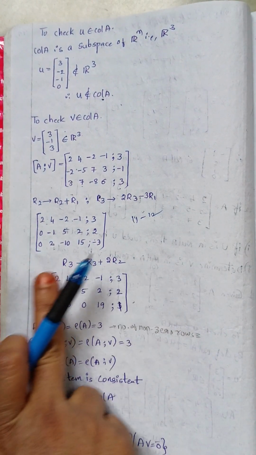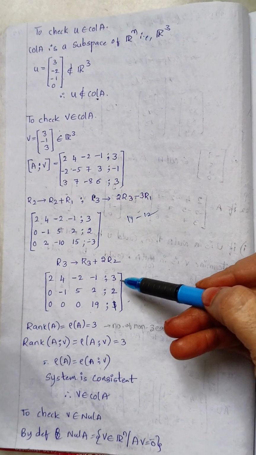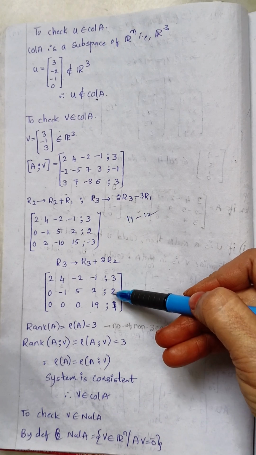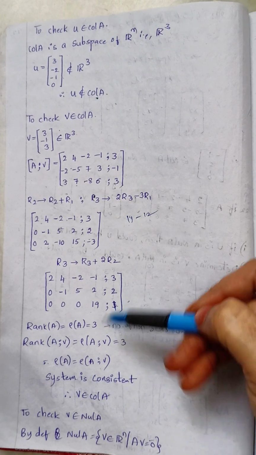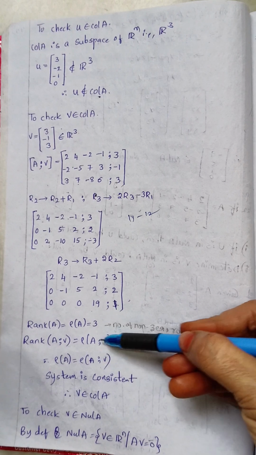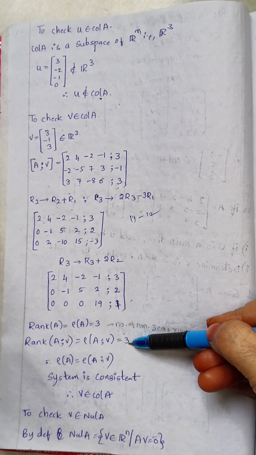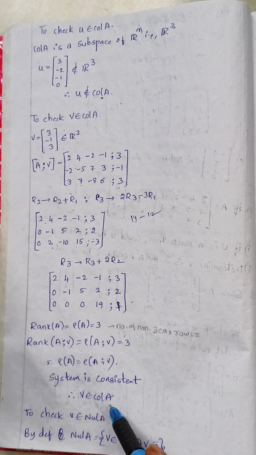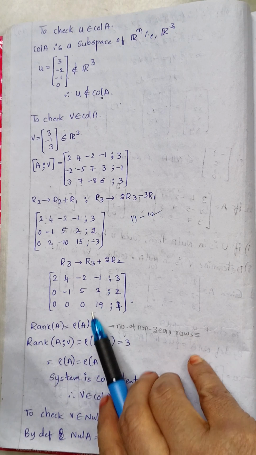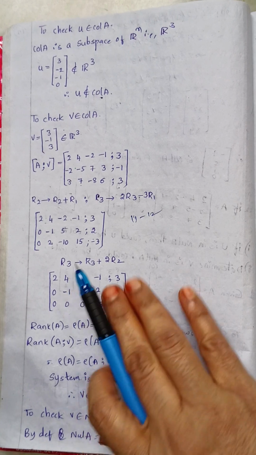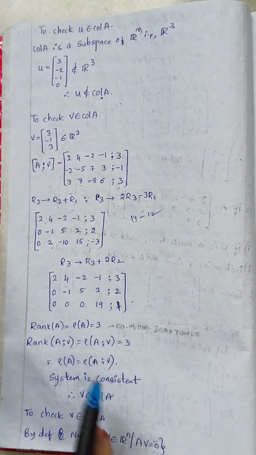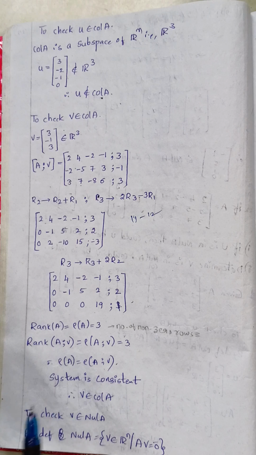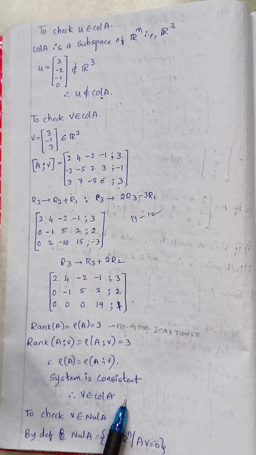And rank of the augmented matrix, meaning the total matrix. How many non-zero rows? 1, 2, here also non-zero row 3. So, rank of A equal to rank of the augmented matrix, then we can say the system is consistent. In this case, V belongs to Col A. Suppose here we are getting 0, then what will happen? Rank is 2 here and this total is 3. That's why it is inconsistent, in the sense it does not belong to Col A.